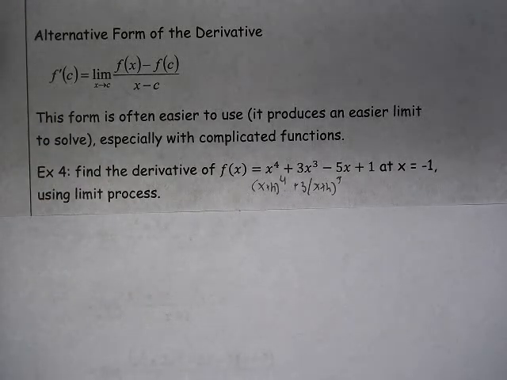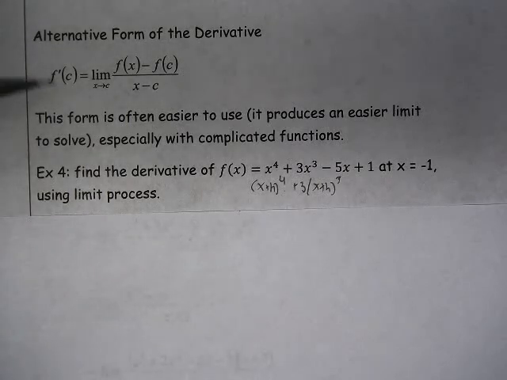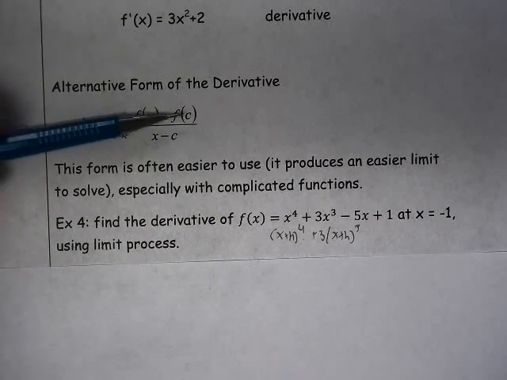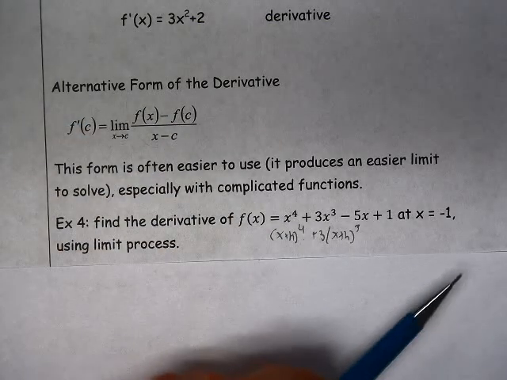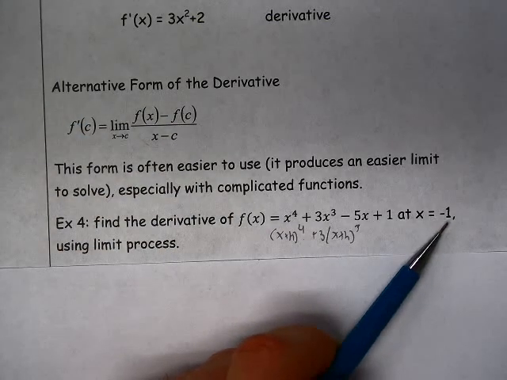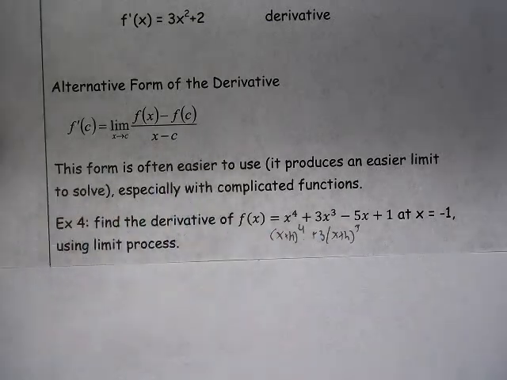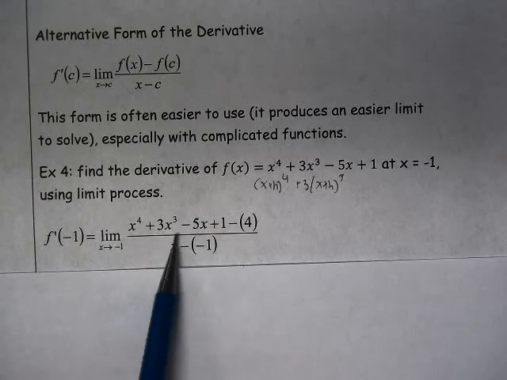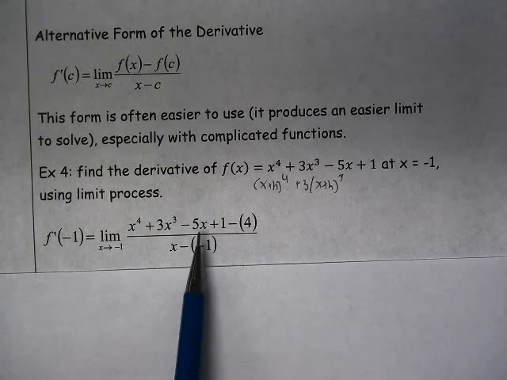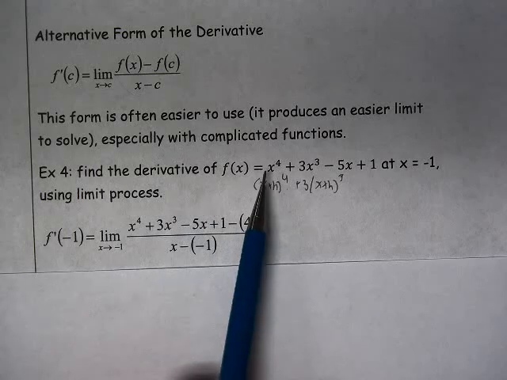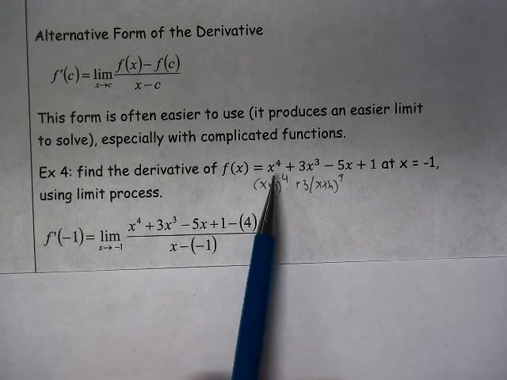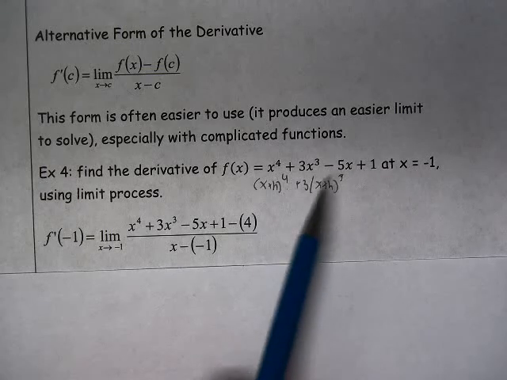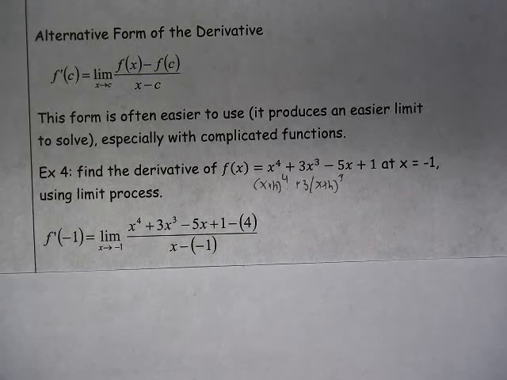Right? So instead I'm going to use this alternative form. And so I'm going to use just f of x, and then I'm going to evaluate the function at, in this case our c value is -1, and then I'm going to have x minus -1. All right, so I have, here's my f of x. I evaluate my function, my original function here, at x equals -1. So I have 1 minus 3 plus 5 plus 1. I get a 4 there.